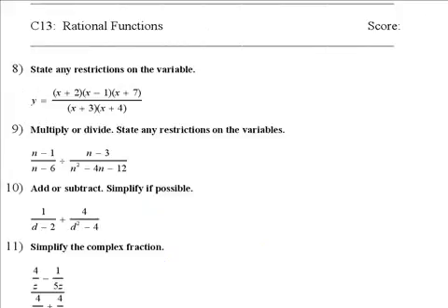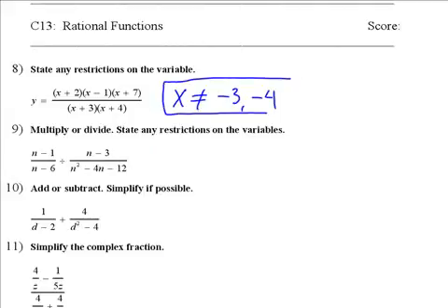13, rational functions. Number 8, state the restrictions on the variable. This is just what x cannot be. What can x not be for number 8? Can't have a negative 3 because that would make a 0 in the denominator. Can't have a negative 4. That would make a 0 in the denominator. Division by 0 is undefined. Since that's not supposed to happen, we have to prevent it from happening by saying x can't be those numbers. That's all there is to number 8.